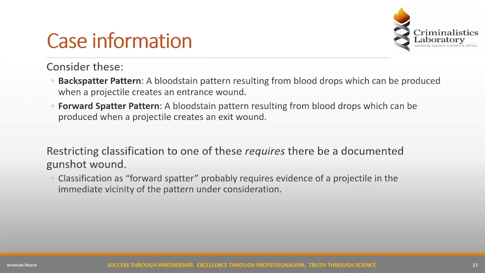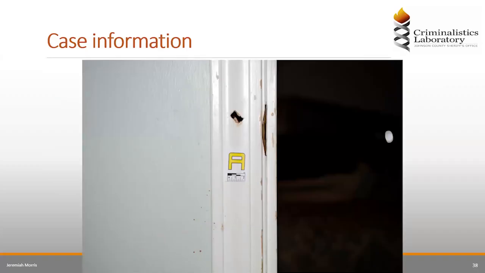So classification of forward spatter probably requires evidence of a projectile in the immediate vicinity of the pattern under consideration. And I'll give you an example here. This here is a pattern that I had at a scene.